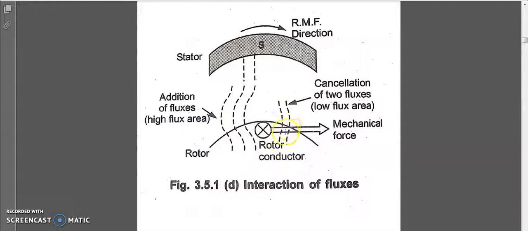You can't say 100% cancellation occurs. So when compared, the flux in the left part is more and in the right part it is less. So this flux will push this rotor from left towards the right. So this rotor will start to rotate. Okay, so let us see a video so we can understand better.